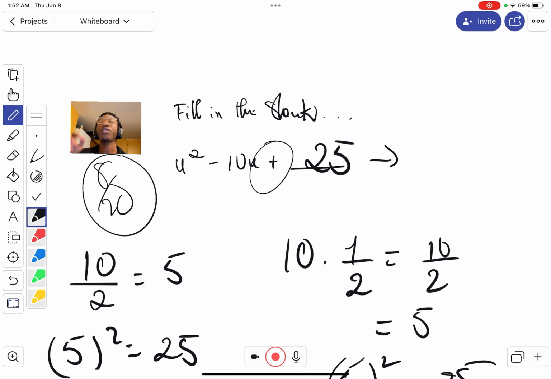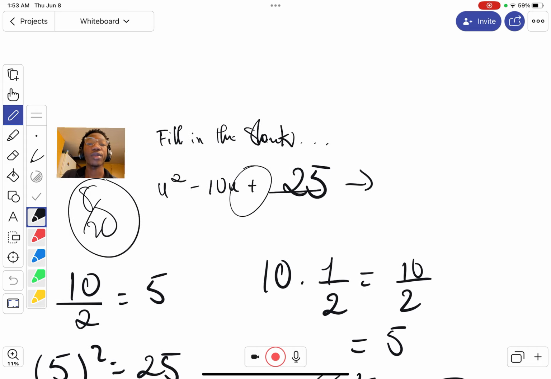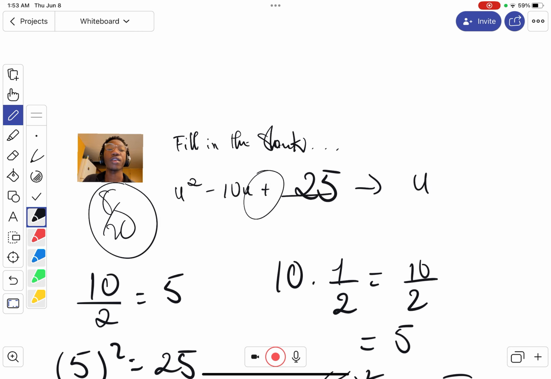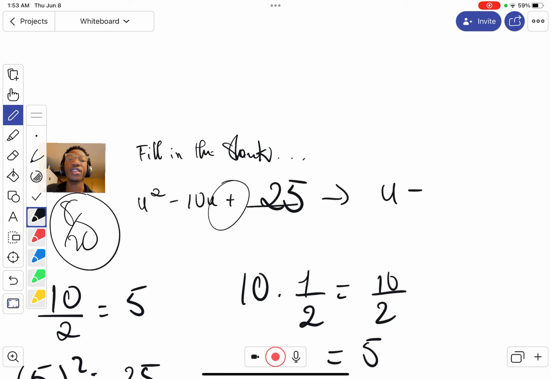And if, for example, they also ask you to factorize it, it's really simple. You take the square root of the first term and the square root of the last term, and you keep the sign in the middle. The square root of the first term is u, because the square root of u squared is u. You keep the sign in the middle, which is a negative, and the square root of the last term, 25, is 5, and then you square the whole thing. That's the factorized version, but they didn't ask us for the factorized version.